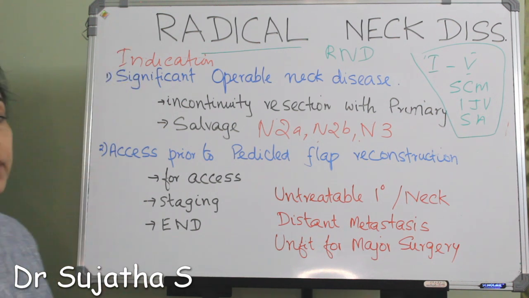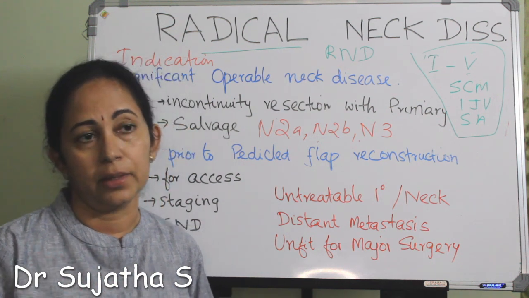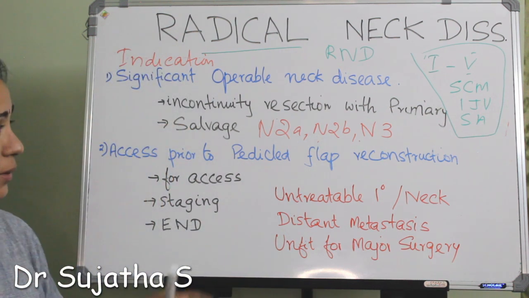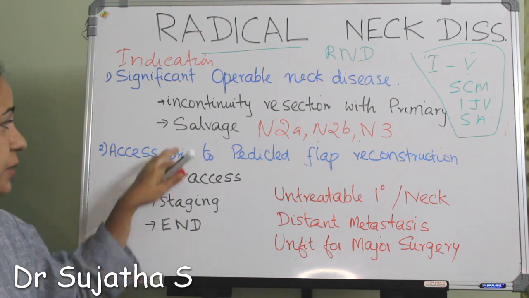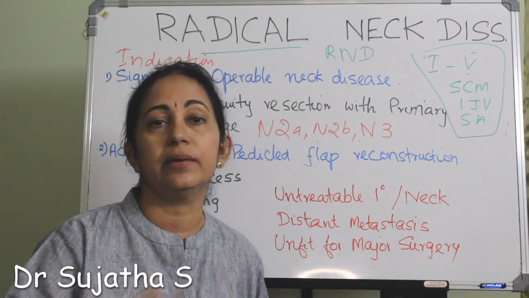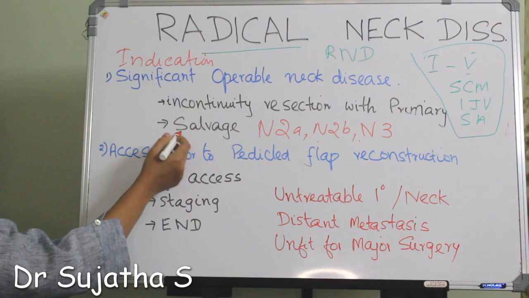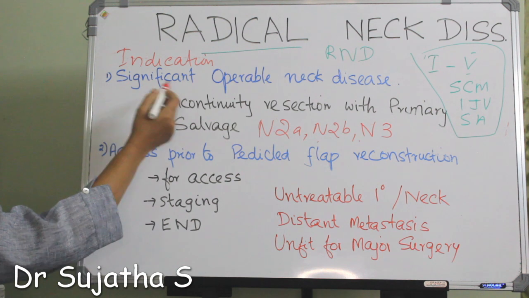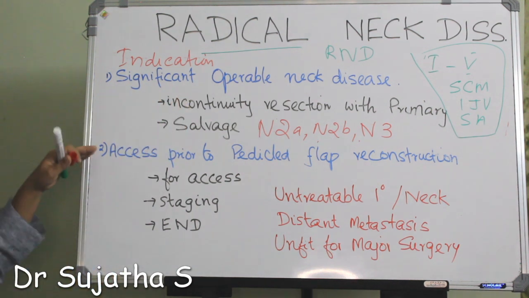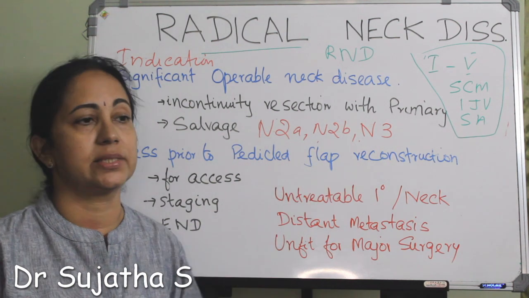Ideally, if the primary is very large, an in-continuity resection with the primary gives the best chance for a cure. And what is salvage? That is, the primary has already been treated and the patient presents with a large neck disease, then that is a salvage treatment. So, significant operable neck disease. And second, access prior to a pedicle flap reconstruction.